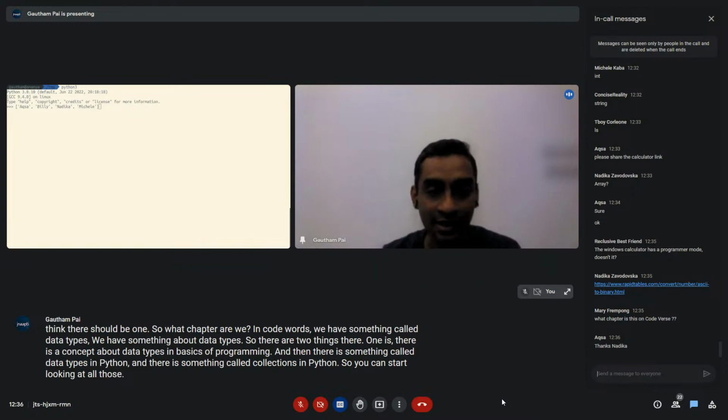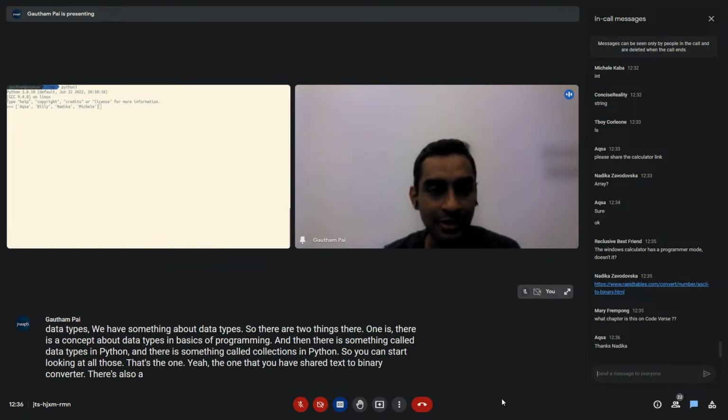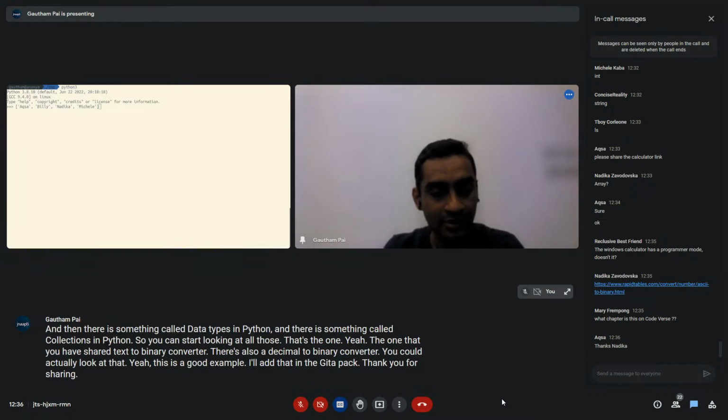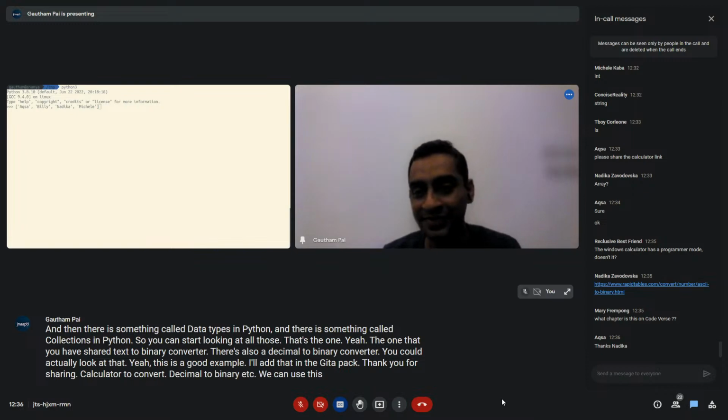That's the one. Yeah, the one that you have shared, text to binary converter. There's also a decimal to binary converter. You could actually look at that. Yeah, this is a good example. I'll add that in the Etherpad. Thank you for sharing. The calculator to convert decimal to binary, etc. You can use this. Great.